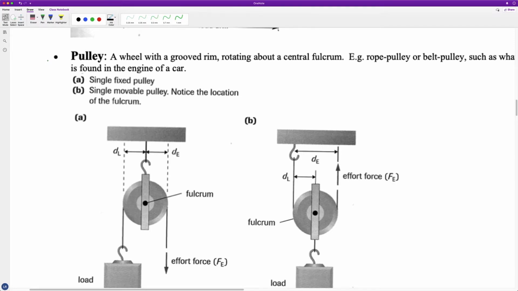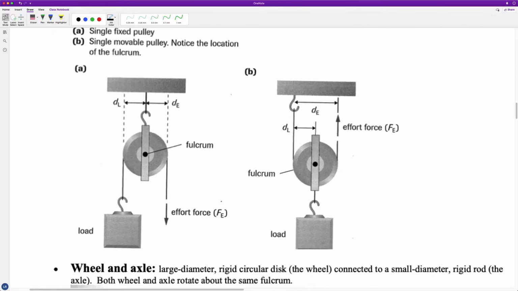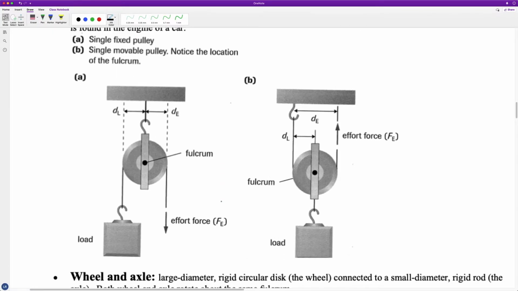Okay, so let's take a look at pulleys next. So here's a rope and a pulley system. Now in this particular setup with a single pulley, there is actually no mechanical advantage. And the reason why: here is our point of rotation, and the distance of our load is equal to the radius, and the force of the load is pointing down like this. So that's the distance of our load, and this is the force of our load. This is the distance of our effort, and this is the force of our effort.